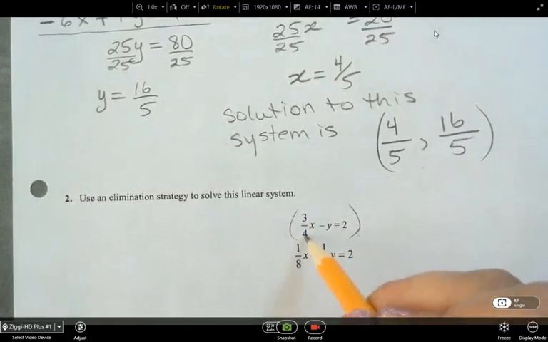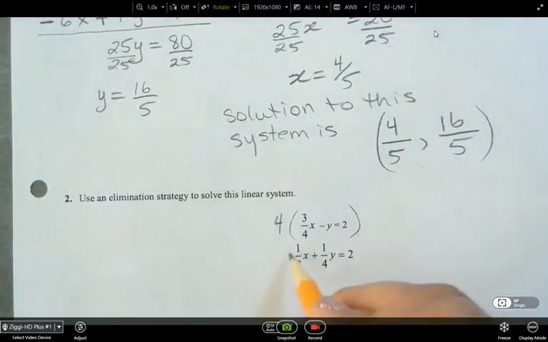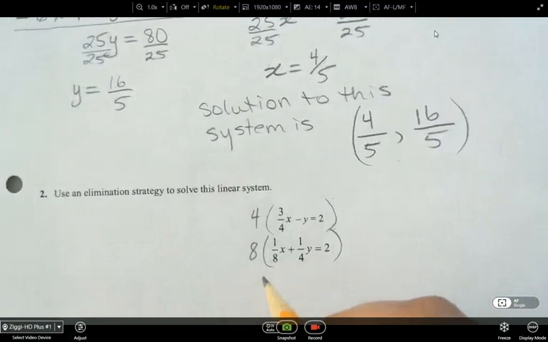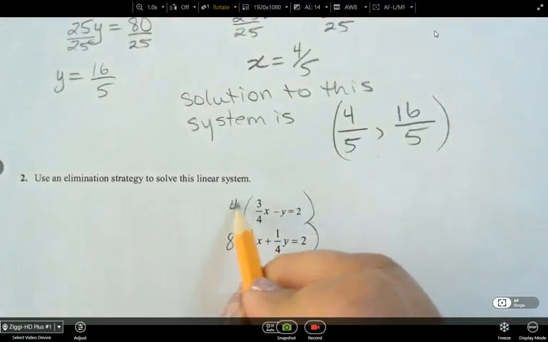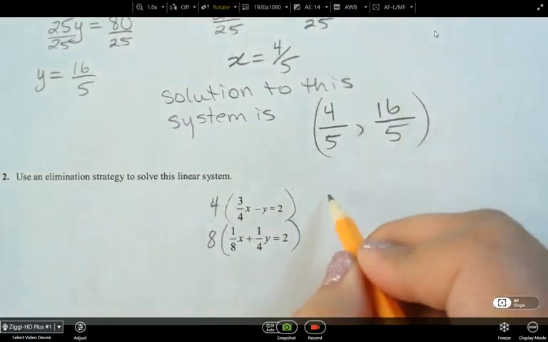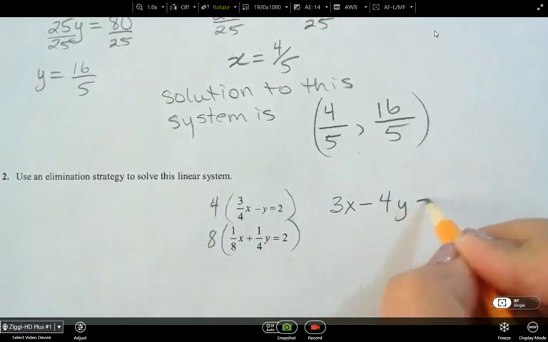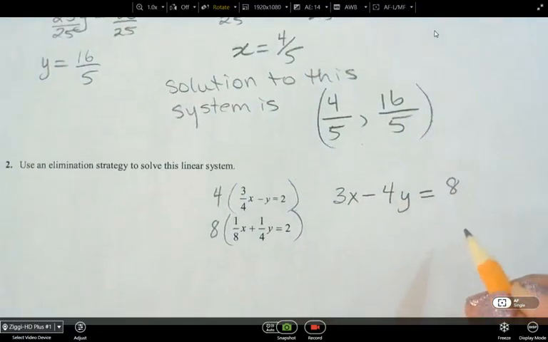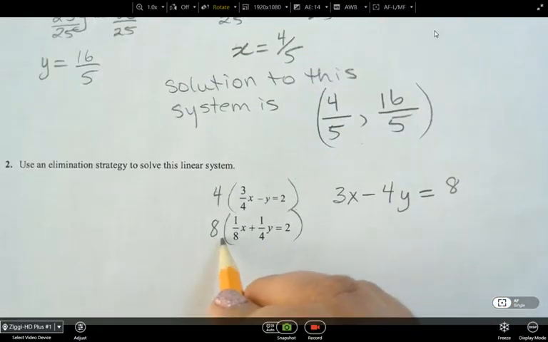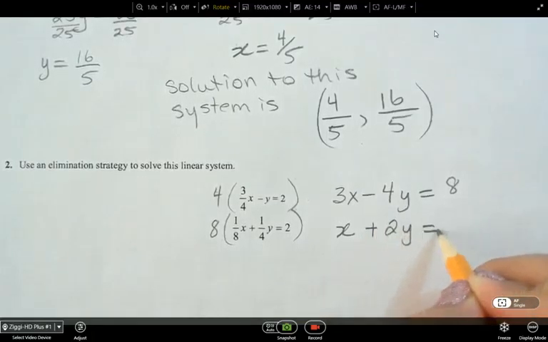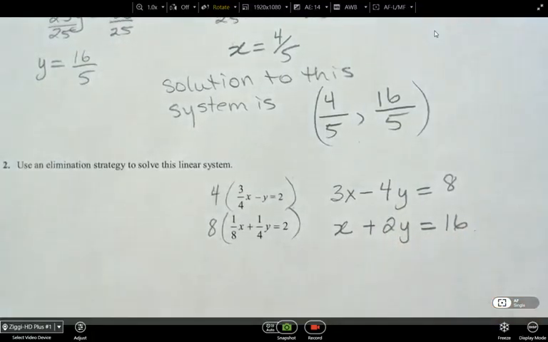So here, what's the common denominator here? 4? Yeah. So let's multiply that by 4, and then what are we going to multiply this by? 8? Okay, so what does that give me in this case then? I end up with 3x minus 4y equals 8. And then how about here? How about this one? I get x plus 2y equals 16. Okay.